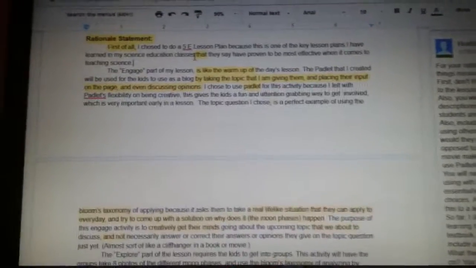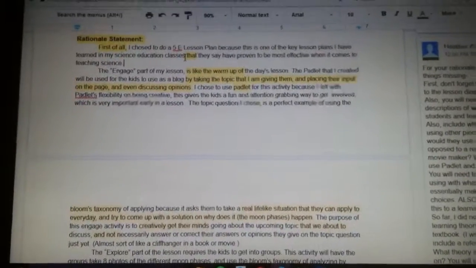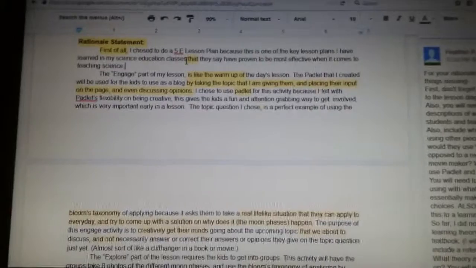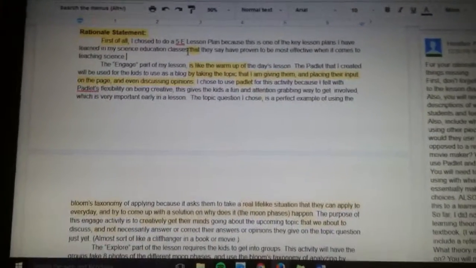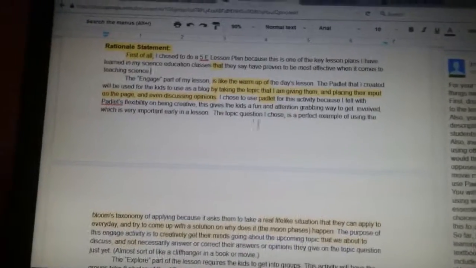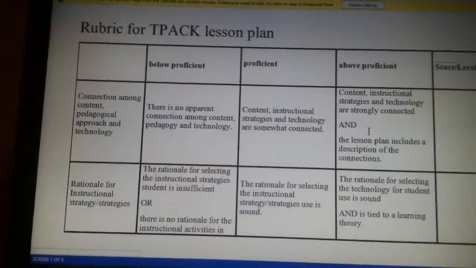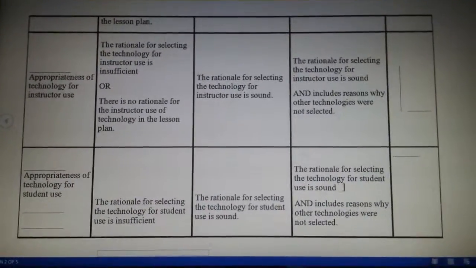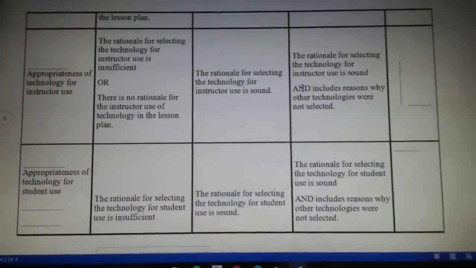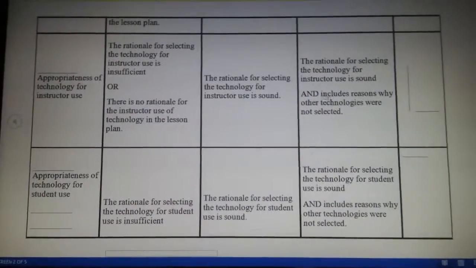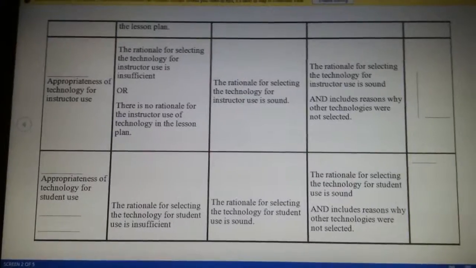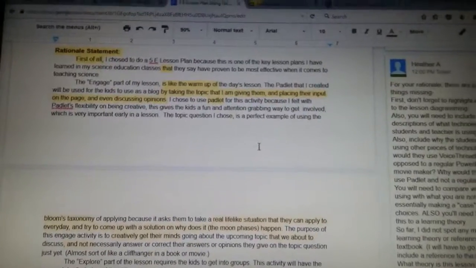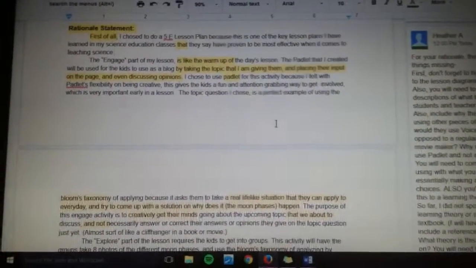However, in this lesson plan or this rationale statement, I didn't see where you were describing why you used the technology that you chose, and also why you are not using other technologies. I know that's a pretty important component of the rubric. Let's see. So it says rationale for selecting the technology for instructor use and down here for student use is sound. And both descriptions and comparisons, they have to include reasons why other technologies were not selected. So why did you include a voice thread instead of like a Google presentation, or maybe like a video or something like that?